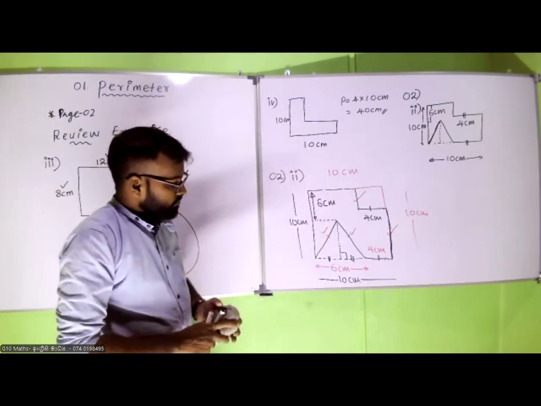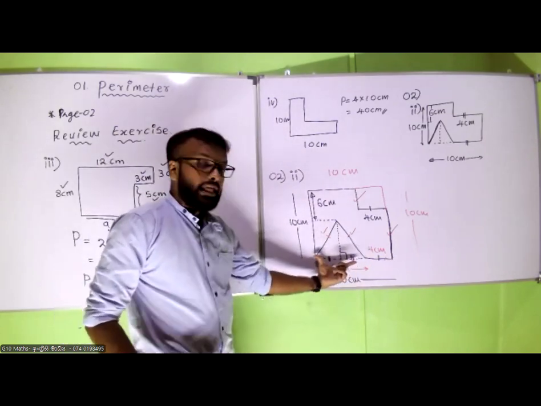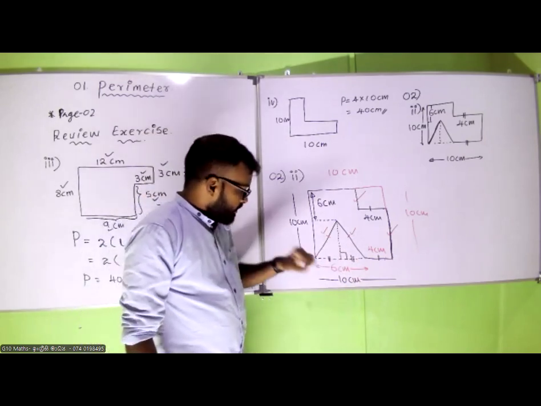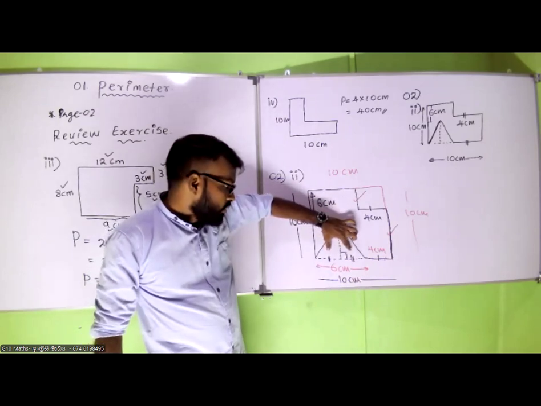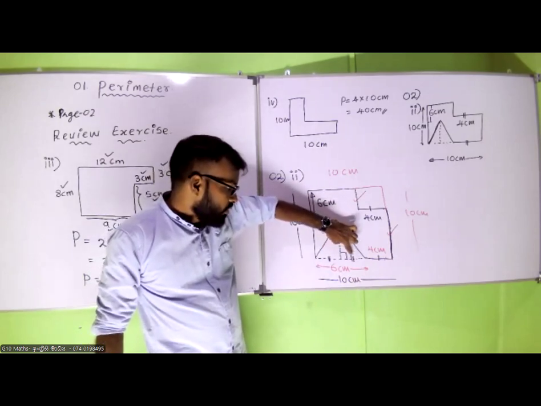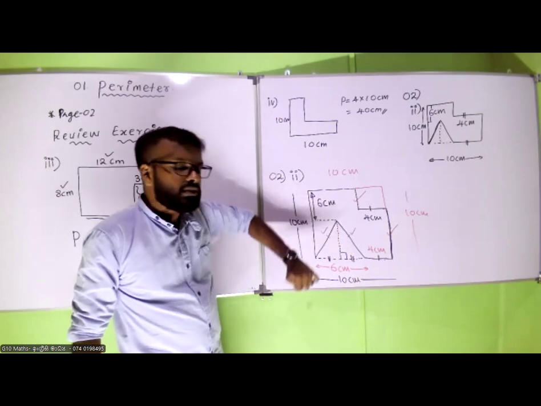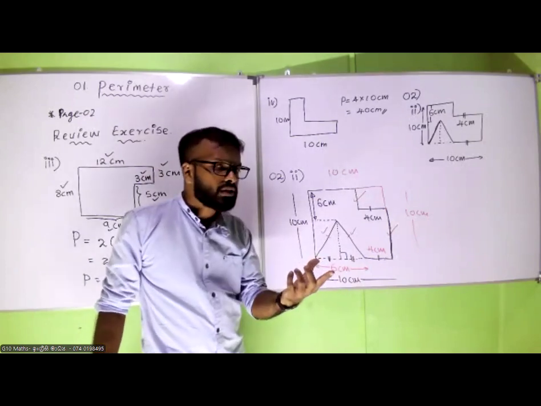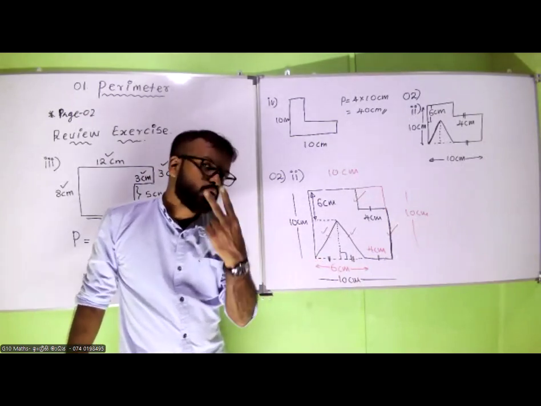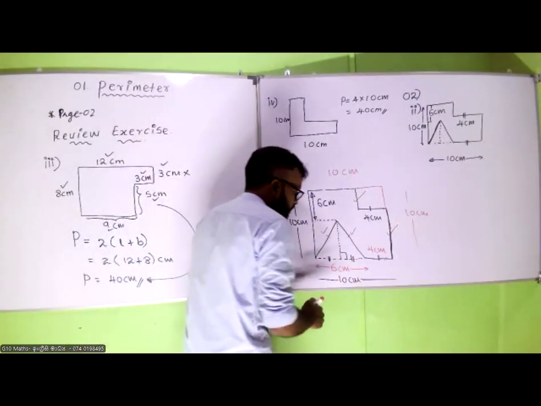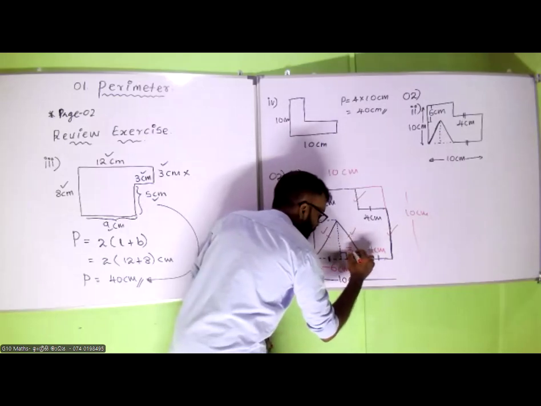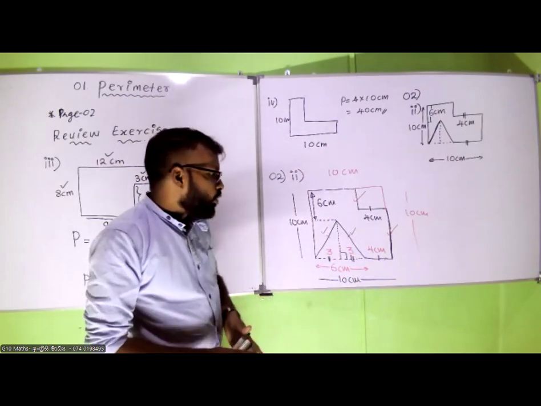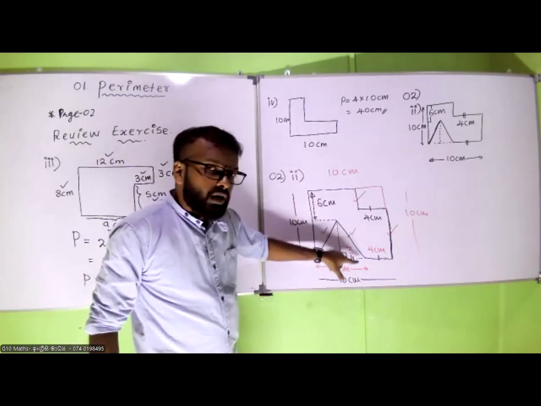You will get 6 centimeter length here. They have told you now this length equals this length. Equal two parts. So this 6 centimeters should be divided into two equal parts, so that this is 3. This is 3.